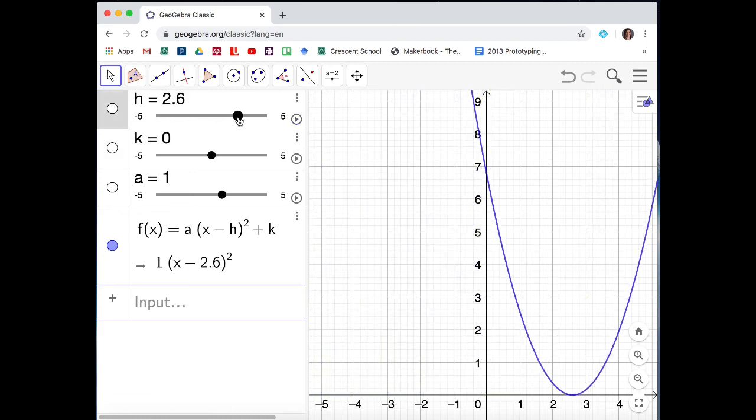When H is positive in this value, meaning it goes to the right, okay, in your equation it shows up as negative. Okay, and what I mean by that is H itself is positive, but by definition and by convention, this sign is always negative. So when I see x minus H here, or x minus 2.6, the H value is actually 2.6. Okay, it's not negative 2.6. So something really, really important to keep in mind.